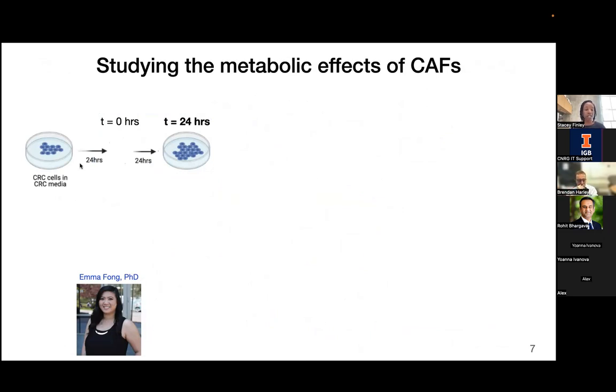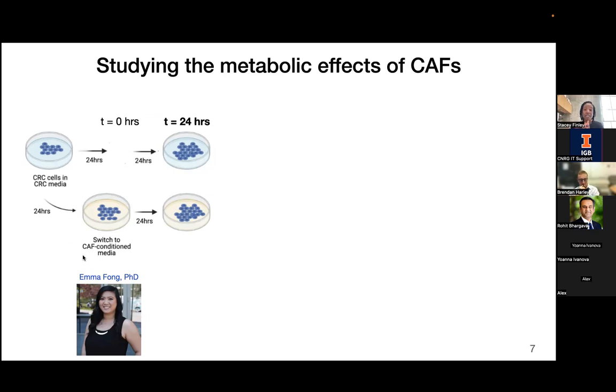So what Emma did is to culture colorectal cancer cells in the media that they're normally grown in for 24 hours, and then replenish the media after another 24 hours. So we go from T equals 0, which is when the media would be replenished, out to T equals 24 hours. And at the same time, she can first start the cells in their CRC media, and then switch the cells to media that's been conditioned by CAFs.